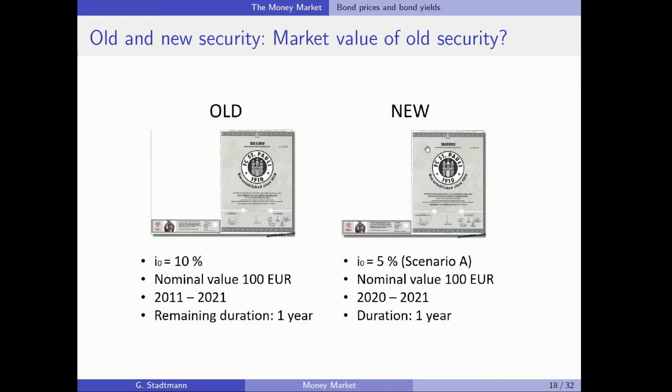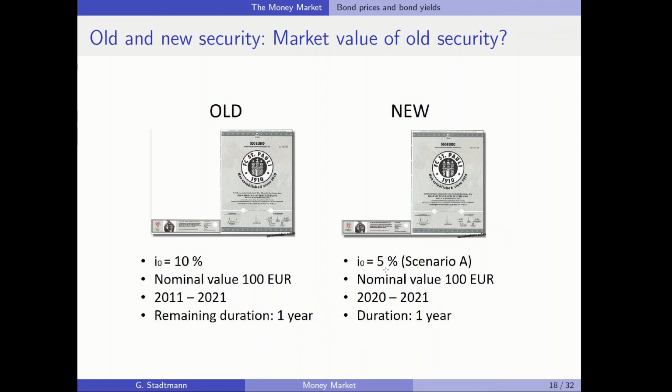And here the new bond plays a role. Let's talk about the characteristics of this new bond. It also has a duration of 1 year. It is issued today, and it has a duration until 2021. So the duration is 1 year. Nominal value is equal to 100 euros. It stems from the same company. So the risk of the old and the new bond is the same, but the main difference is that on this new bond, it's only the case that the interest rate of 5% is printed on this new bond.